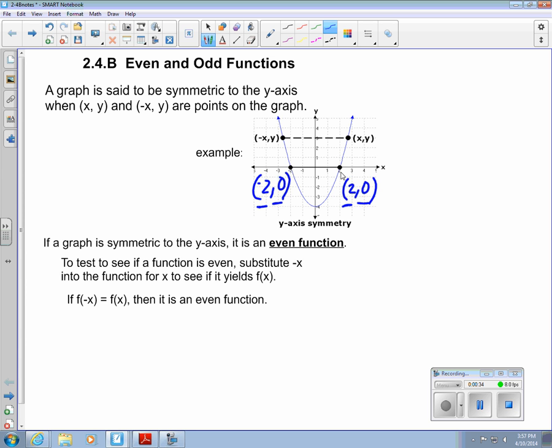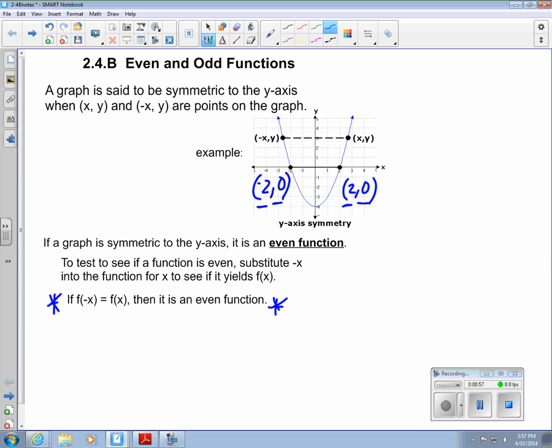If a graph is symmetric to the y-axis, it is known as an even function. To test to see if a function is even, we substitute negative x into the function for x to see if it yields f of x. So if f of negative x equals f of x, then it is an even function. This is our little rule right here.